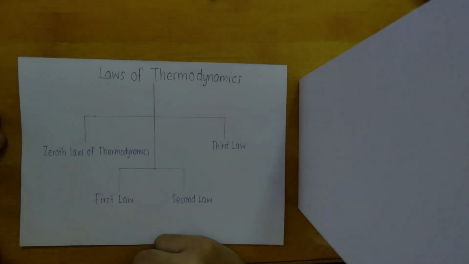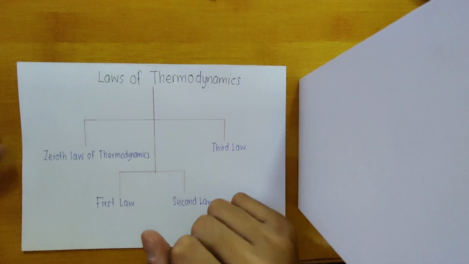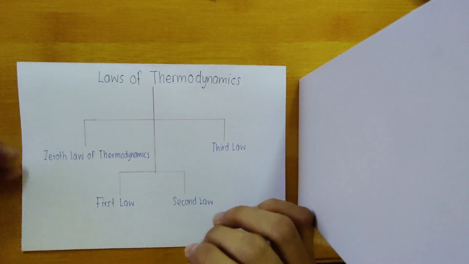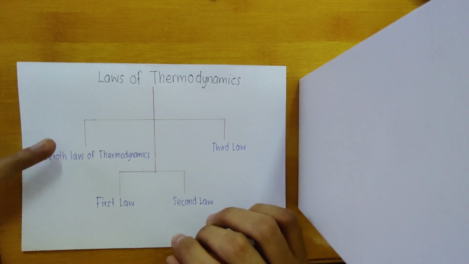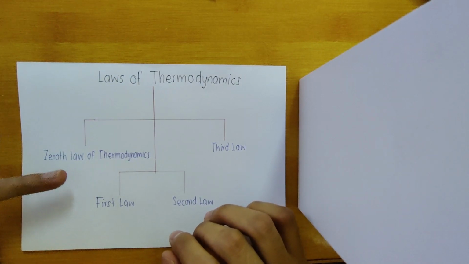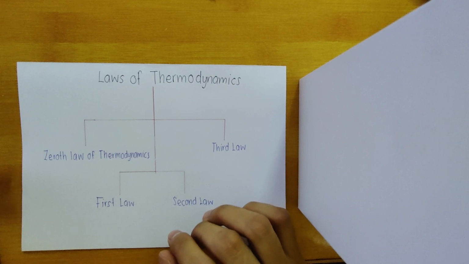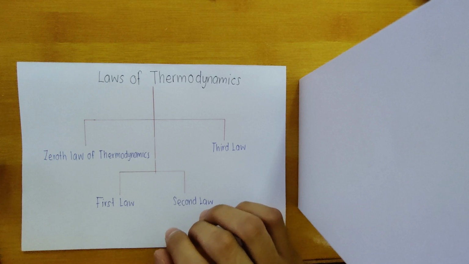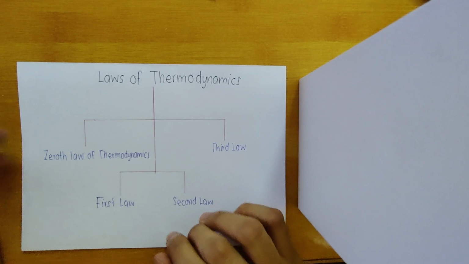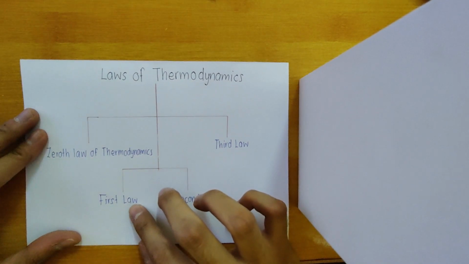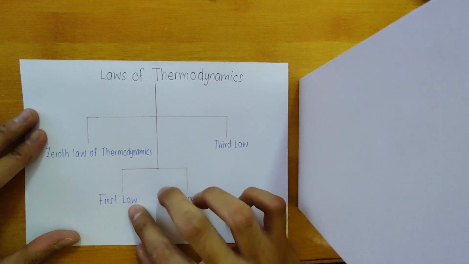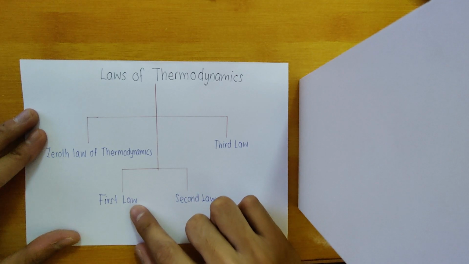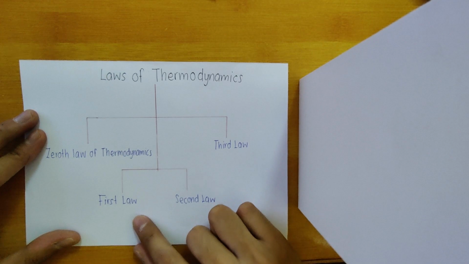Okay, now I will explain briefly the laws of thermodynamics. Firstly, the Zeroth law of thermodynamics means that if two systems are both in thermal equilibrium with a third system, then they are in thermal equilibrium with each other. The first law of thermodynamics is basically the thermodynamics version of the law of conservation of energy.